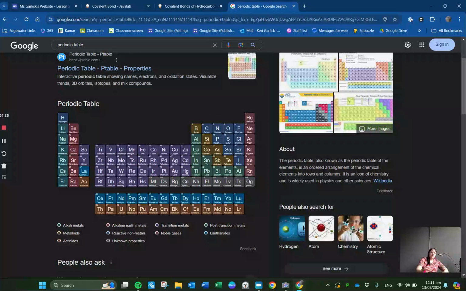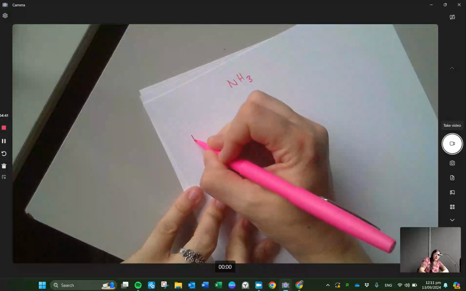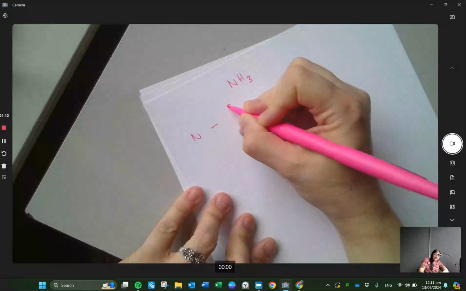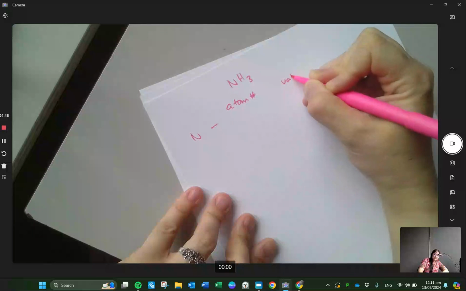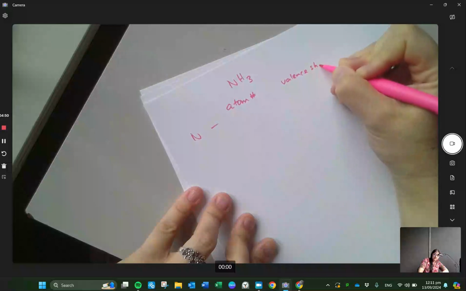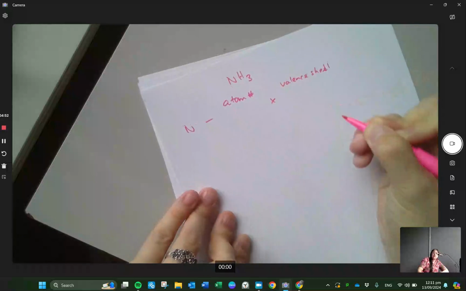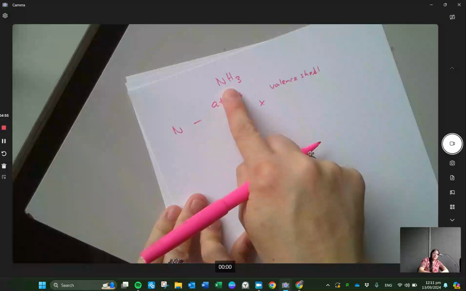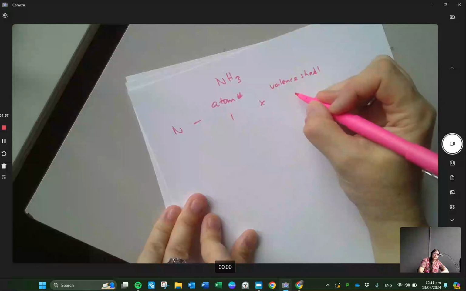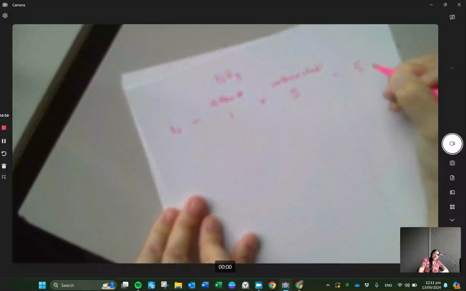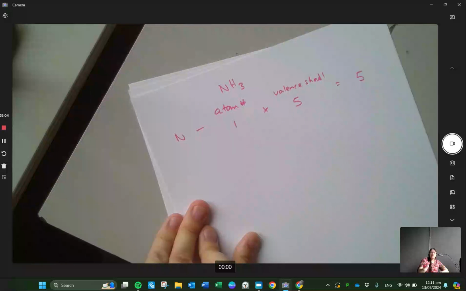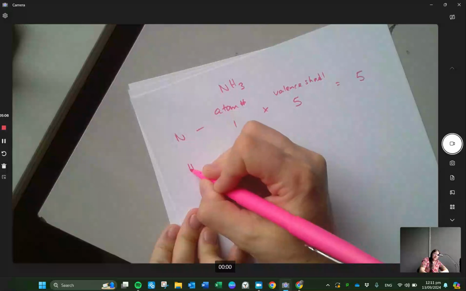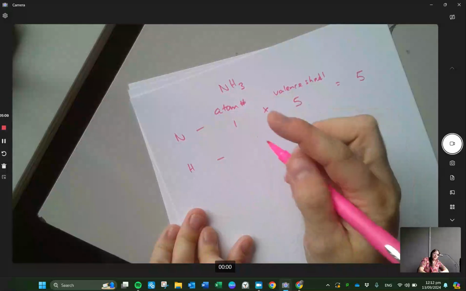Okay. So for the nitrogen, what I'm looking at is we have 1 atom, and we also want to look at its valence shell, multiplying those two things together. So I only have one atom of the nitrogen. Its valence shell only has 5 electrons, so I have 5 electrons that are being contributed from the nitrogen. Next one I have is the hydrogen. I have 3 of them.